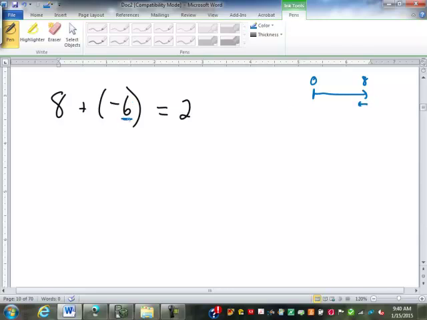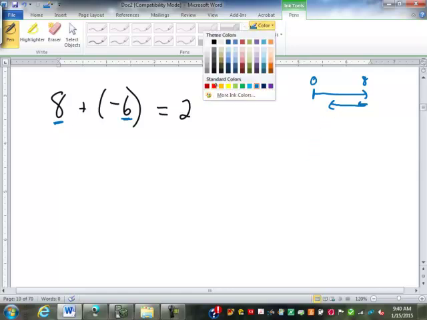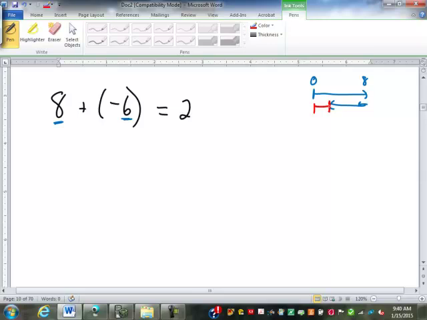And then you have to ask, is it longer or shorter than the 8? It's shorter, so we're going to stop before we get back to 0. That's the negative 6. So what this picture tells us, we're on the positive side of 0, so the answer is positive. And since the arrows go in opposite directions, it's the difference between 8 and 6, which is 2.